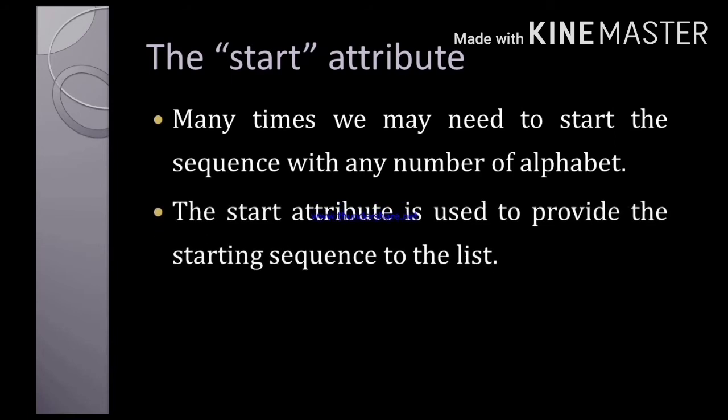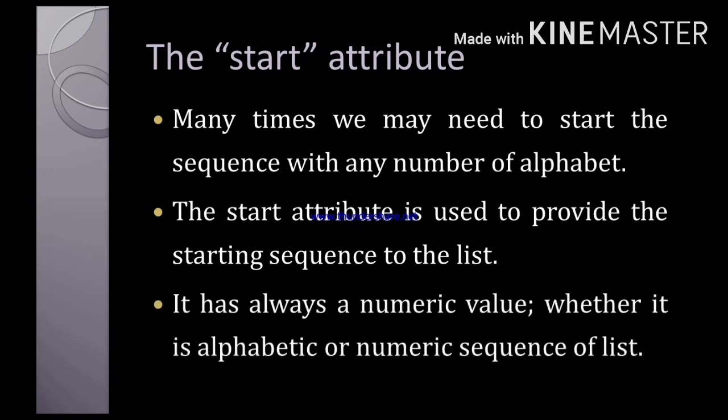The start attribute is used to provide the starting sequence to the list. It always has a numeric value, whether it is alphabetic or numeric. Suppose you want to provide a different sequence to alphabetic order, then also you need to provide a numeric value. Suppose you want to start with E, then also you need to provide start equal to 5. This all we will see in the practical part. So this is only the theory for your concept. We will see it in the practical part.